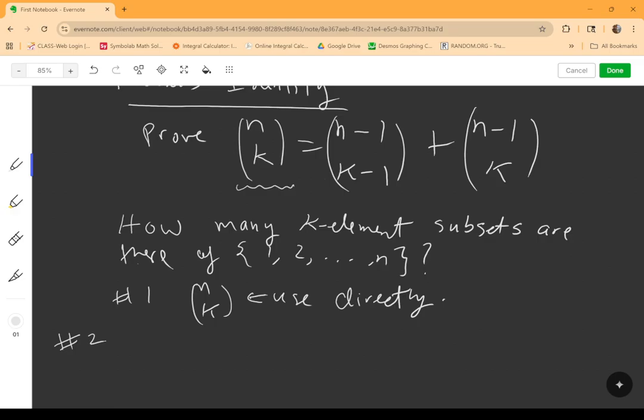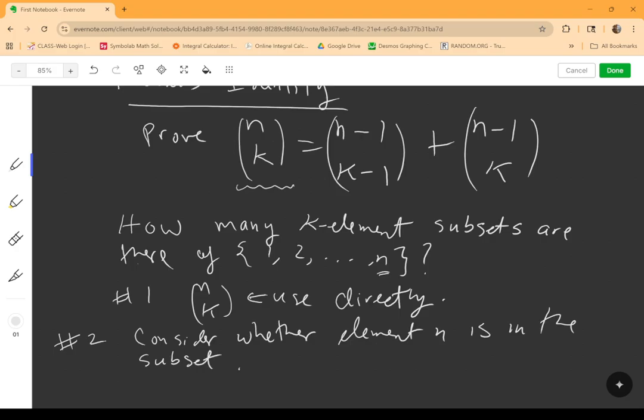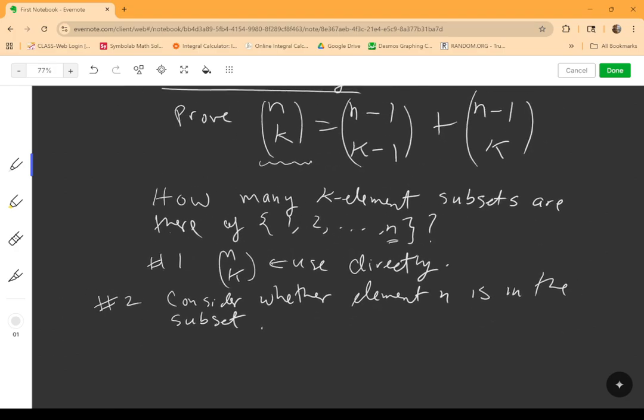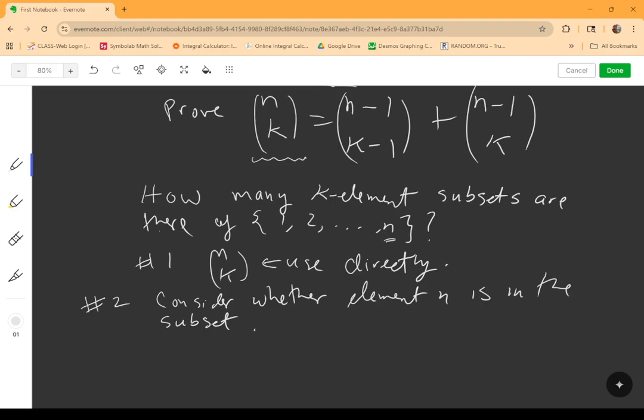So let's focus here on the nth element of the set. Consider whether element n is in the subset. Now, there are two options: either it's included or it's not included. So here, let's say n is included.